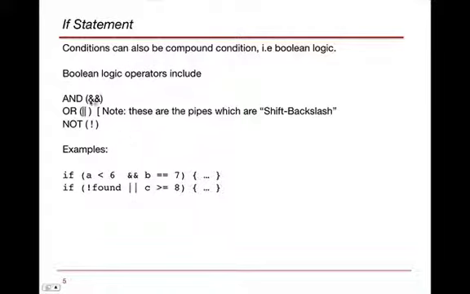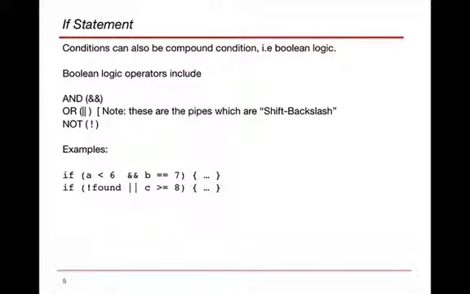So the and is a double ampersand. When we say ampersand, ampersand, we're asking that the condition on the left is true and the condition on the right is true. If we use an or, it can be either or. Either the condition on the left or the condition on the right is true.